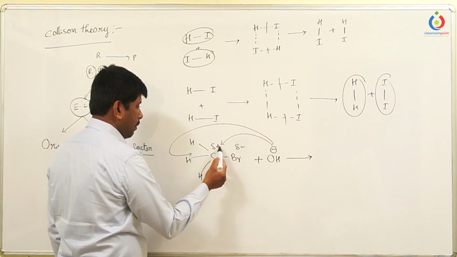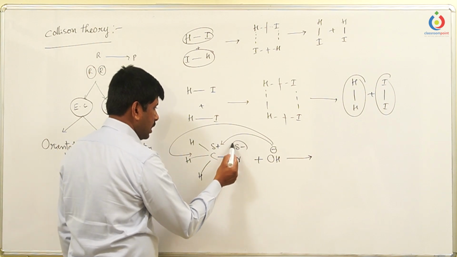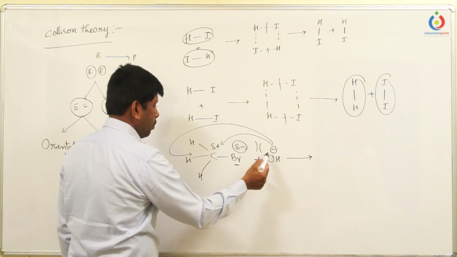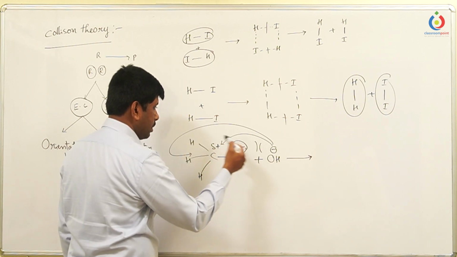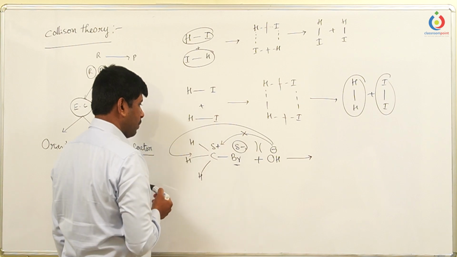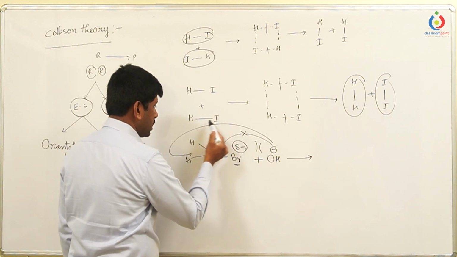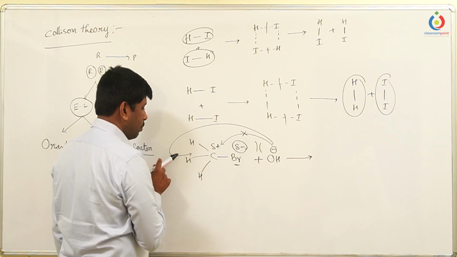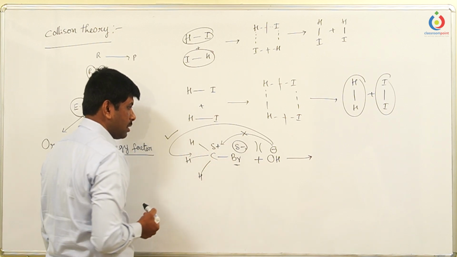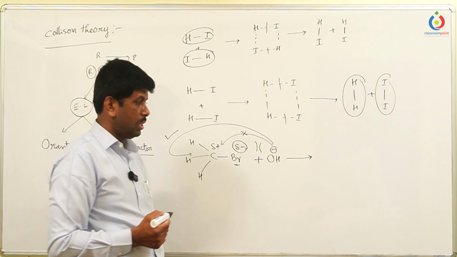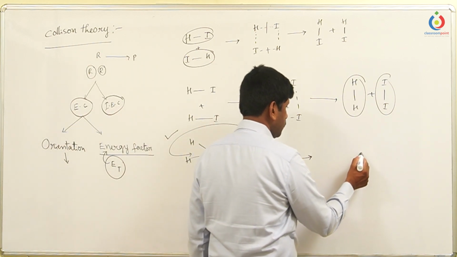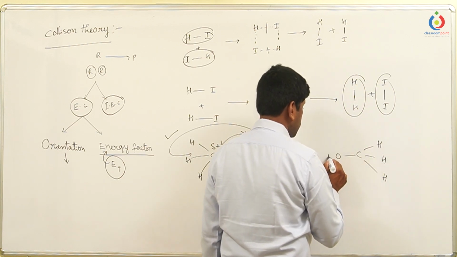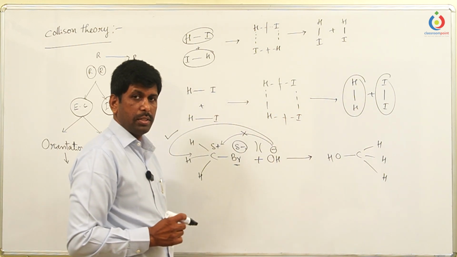If it comes from this direction, the partial negative charge of the bromine will oppose this negative charge, so that OH minus cannot approach this carbon from the front side. So this is not the proper orientation. But OH minus can approach the carbon atom from the side opposite to the leaving group. This is called the proper orientation, which gives the product, so the molecule is formed like this.